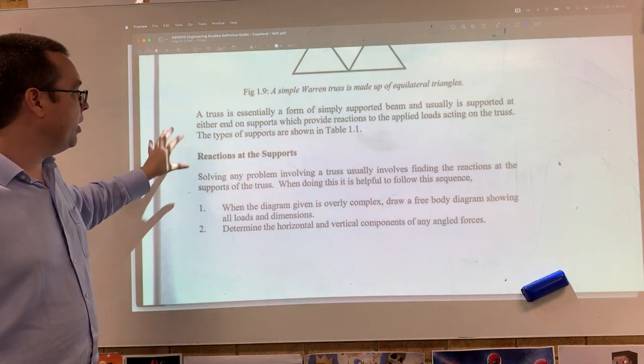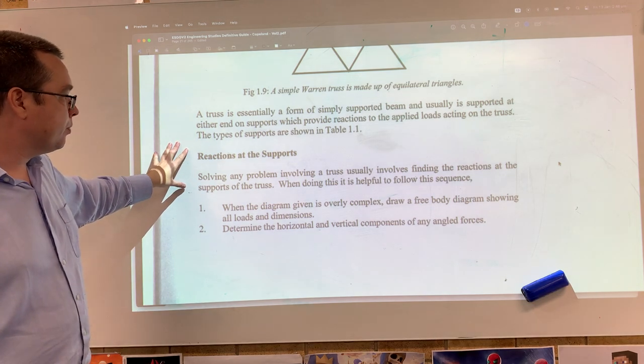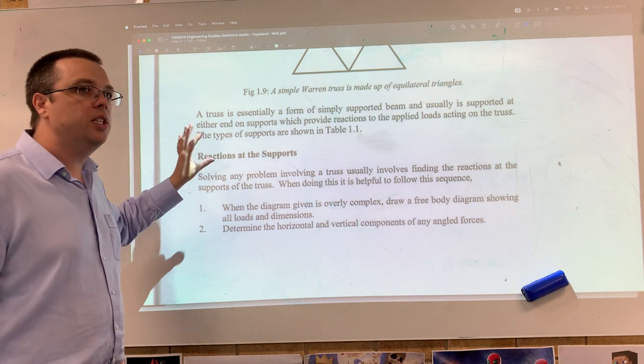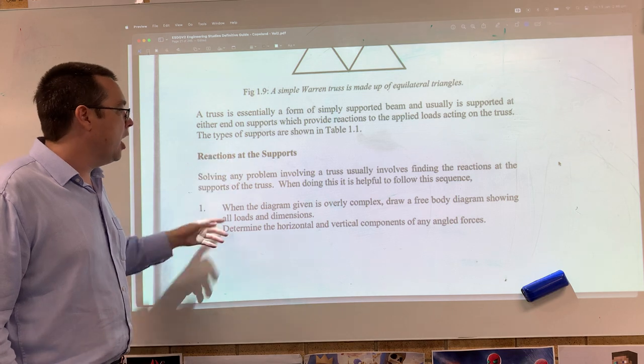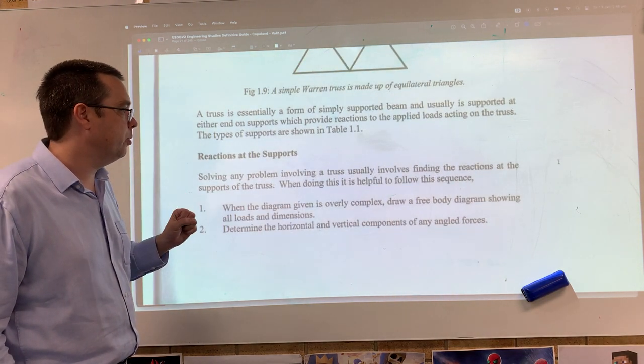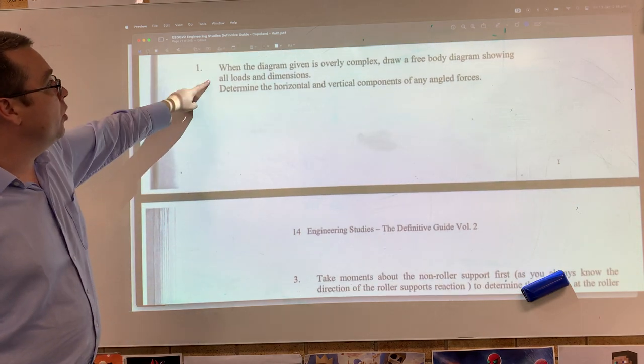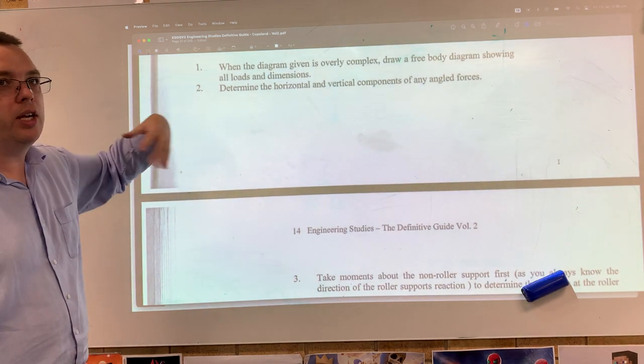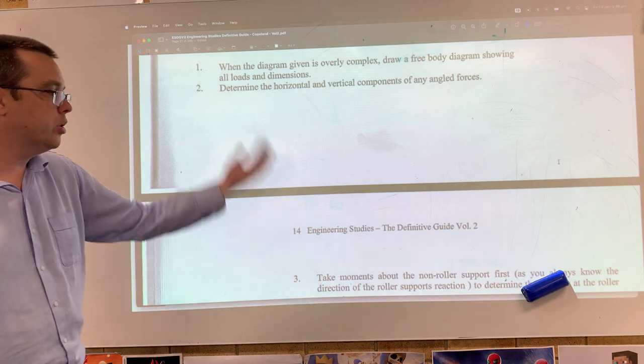Okay, so we're going to learn about reactions. Copeland has a five-step process to finding reactions. If we can zoom up. Keep scrolling is what I meant to say. Okay, so we're going to draw a free body diagram. We're going to break our diagonals into vertical and horizontal components. We're going to keep going.